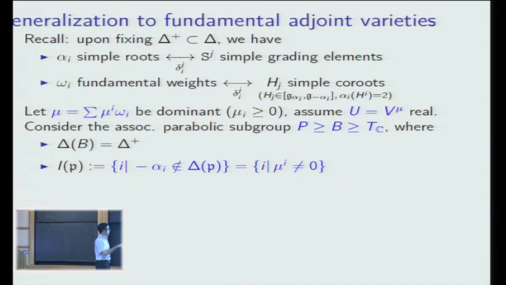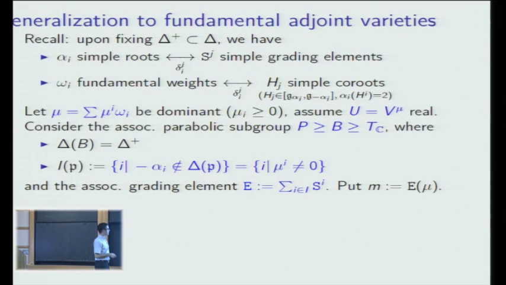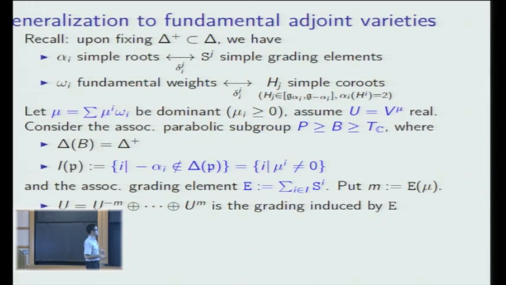The non-zero mu i's have to correspond to the negative root vectors which are not contained in delta of the parabolic. Okay? So those negative root vectors are not contained in the Lie algebra of the parabolic. And so this fixes the parabolic. And I define also an associated grading element here. And this is an integer. This m equals e of mu. And what it's going to tell us is how wide the Hodge decomposition on U is.